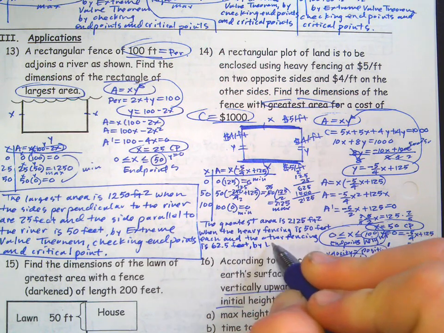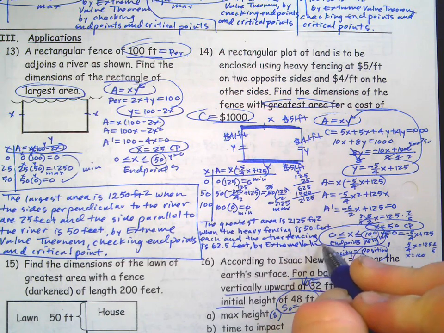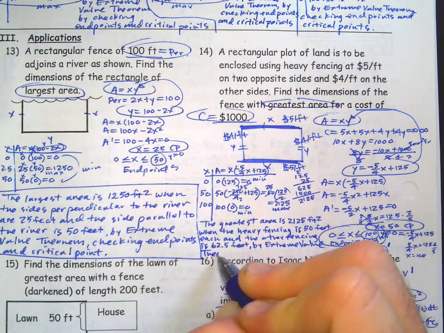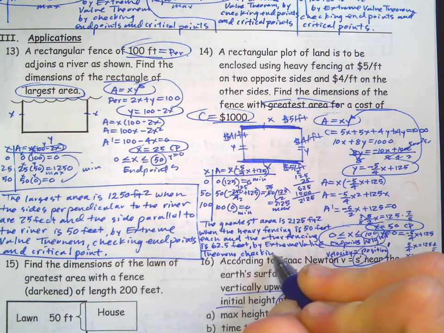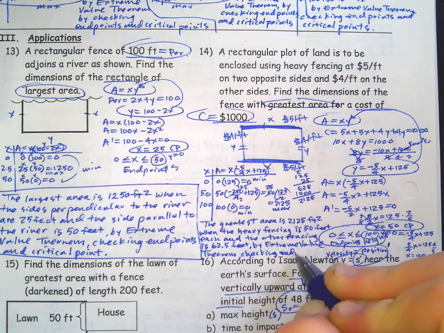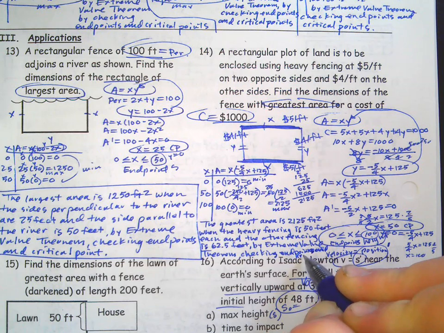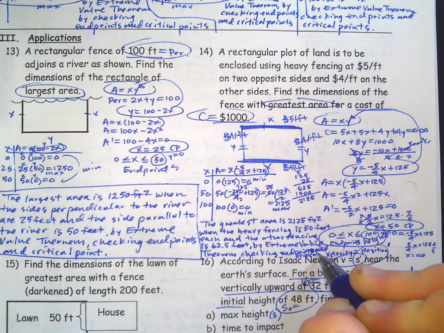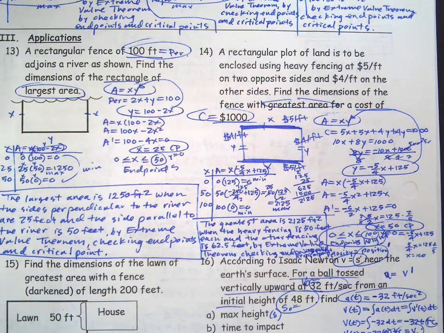By extreme value theorem, checking endpoints and critical points. Okay? All right. Sorry, squeezing a lot of work in here. So that's the answer. Okay.